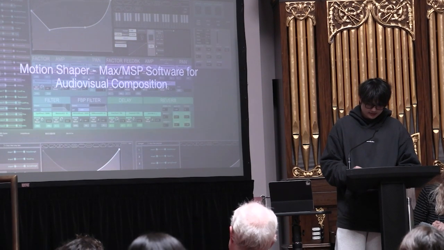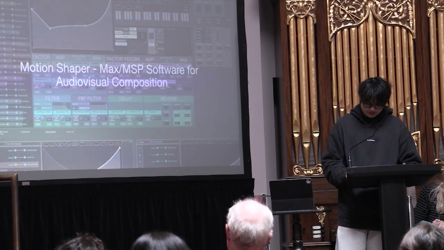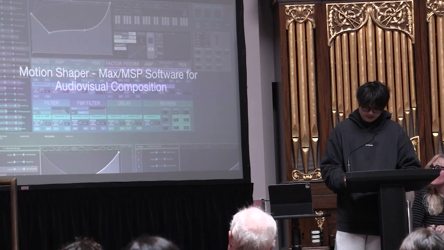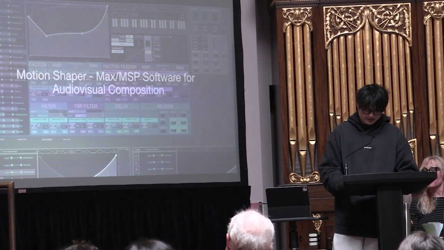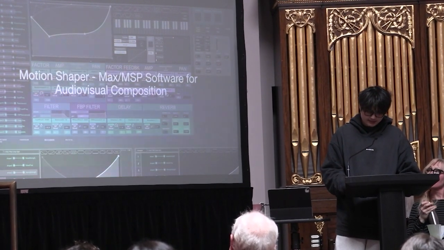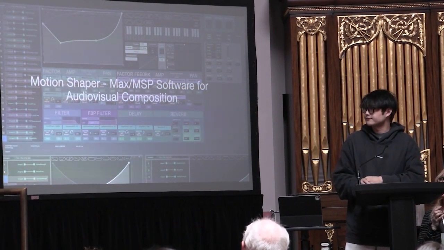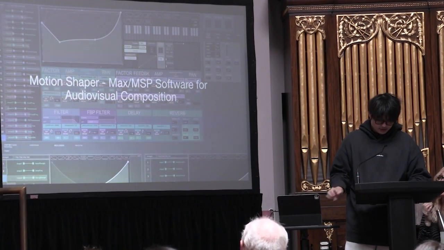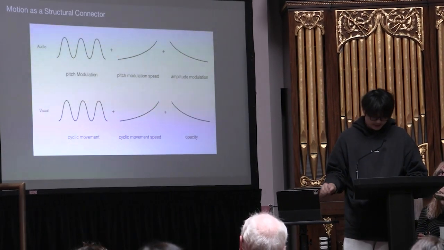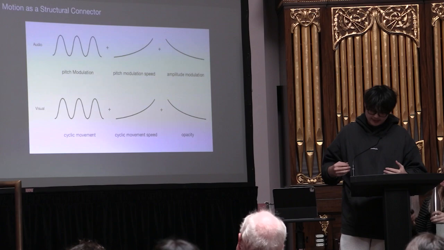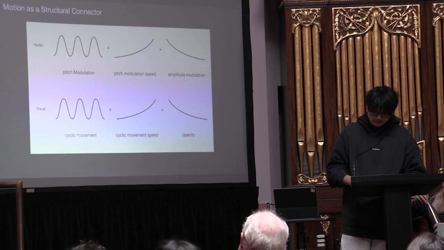Rather than depending on one-to-one parameter mapping, Motion Shaper uses structural mapping, an approach inspired by cognitive science structure mapping theory. This method ensures that sound and visuals share the same underlying logic, even if their intermediate transformations differ. The core mechanism of Motion Shaper revolves around motion as the primary linking factor between sound and visuals.